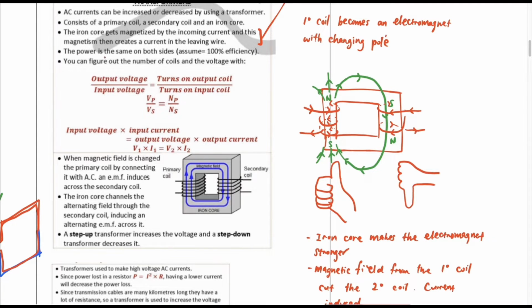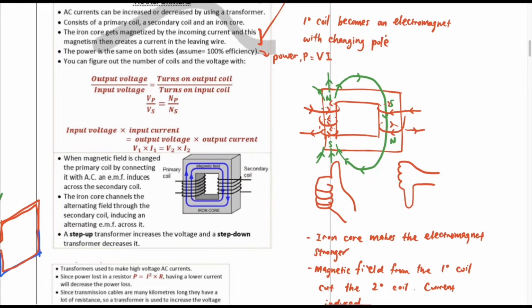The power is the same on both sides. The both sides that they mean here is the left-hand side, the primary coil, has the same power as the right-hand side, the secondary coil. Same power. And we have to know that when they say power, power equals VI. Power P equals voltage times current.